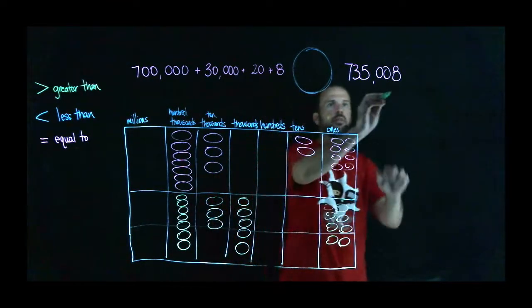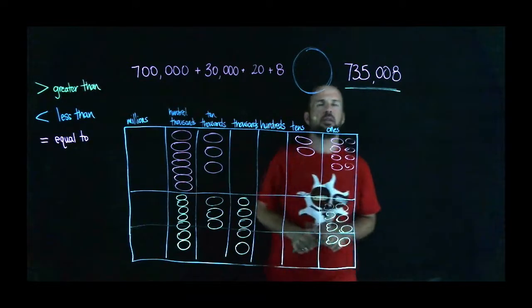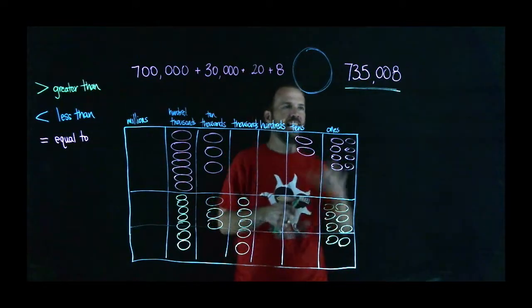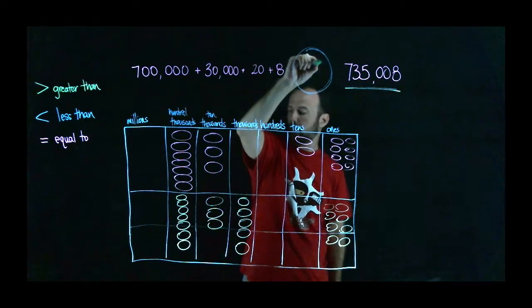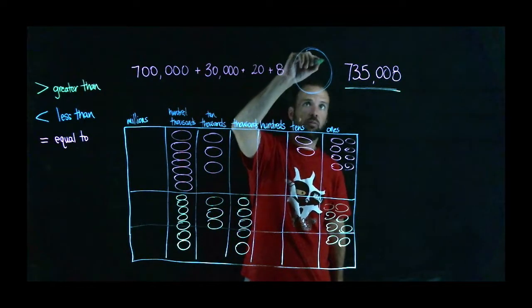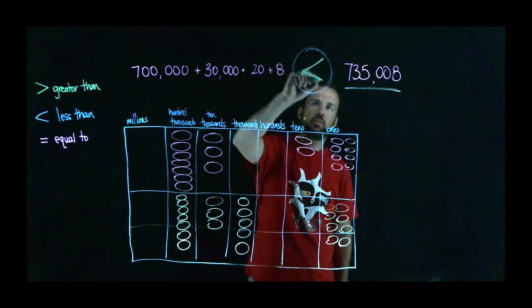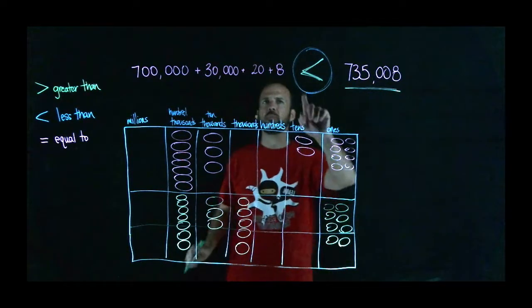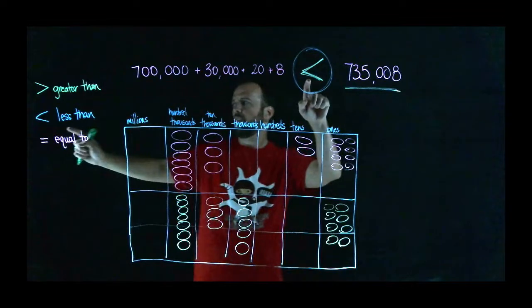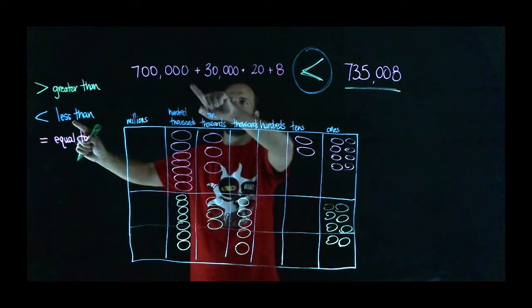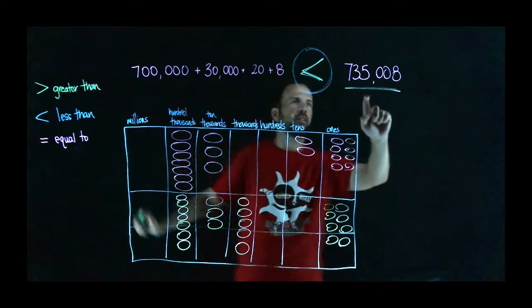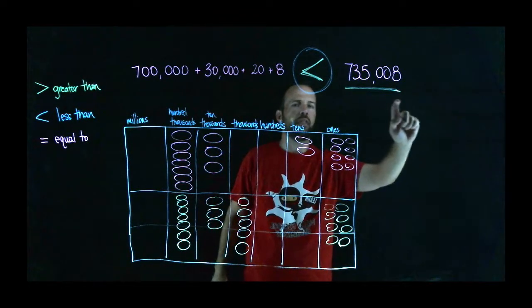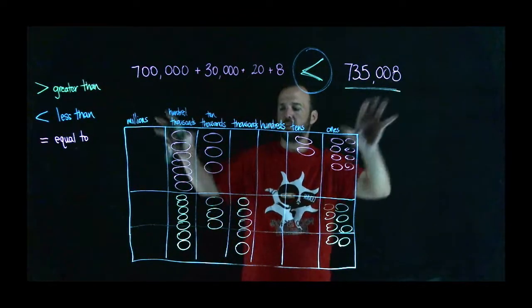So the second number, 735,008, is going to be the greater number. So the shark is going to eat that number. No sharks, we're good. Okay, so I'm going to draw it this way, with the mouth going this way. And I know that if I read this, 700,000 plus 30,000 plus 20 plus 8 is less than 735,008.